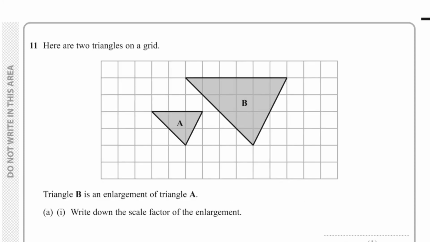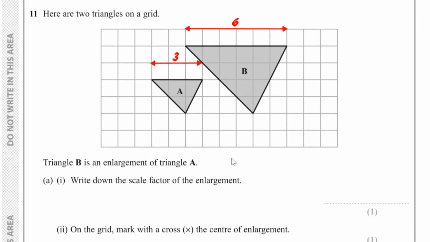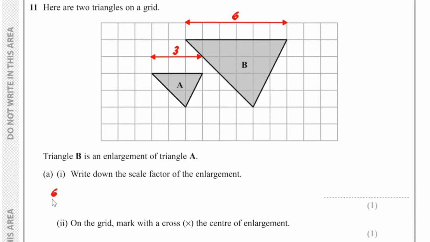Question number 11. Here are two triangles on a grid. Triangle B is an enlargement of triangle A. We have to write down the scale factor. Well, if we measure this length here, what you can see is we've got 6 across. And if we measure this length here, then that will be 3. From 3 to 6, we multiply by 2, or in other words 6 divided by 3 is our scale factor.